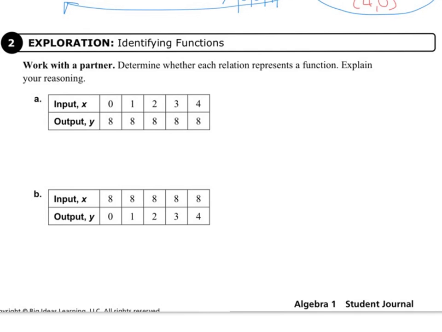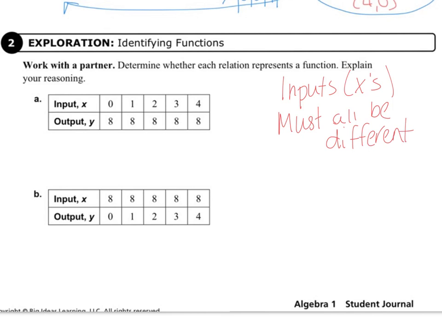In exploration 2, we're going to identify a function, this time not from a graph, but from a table. The thing that you really want to look for when you're looking at a table would be the inputs or x's. They must all be different. If they're not all different, we have to look at something else. So let's look at these inputs. 0, 1, 2, 3, and 4. They're all different. So this is a function.